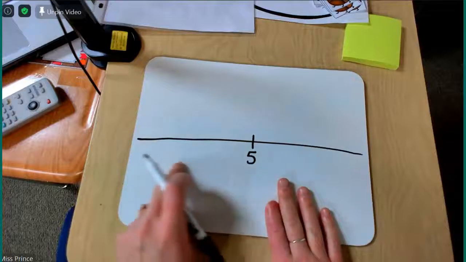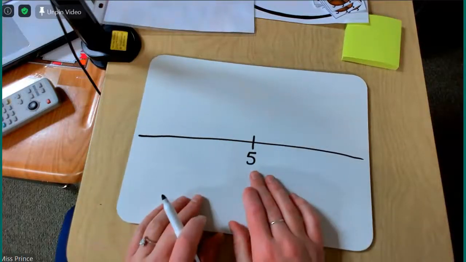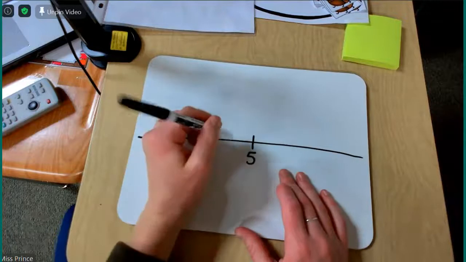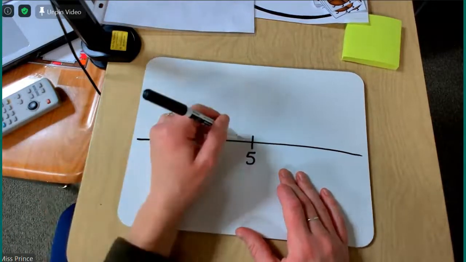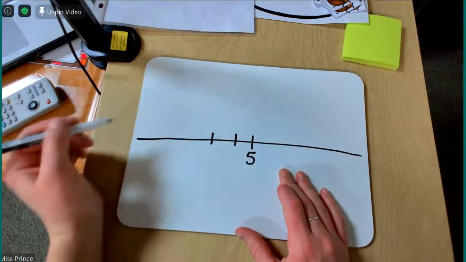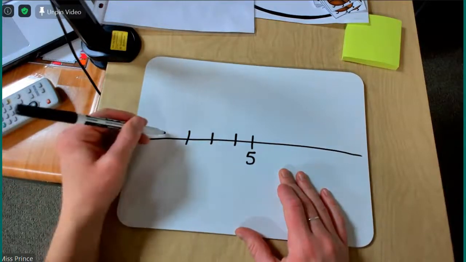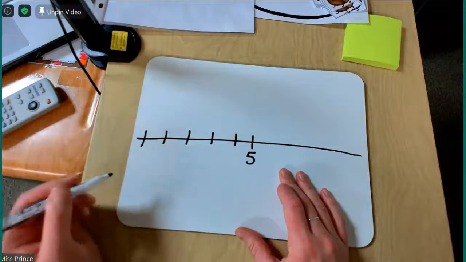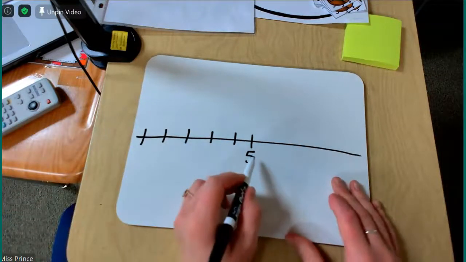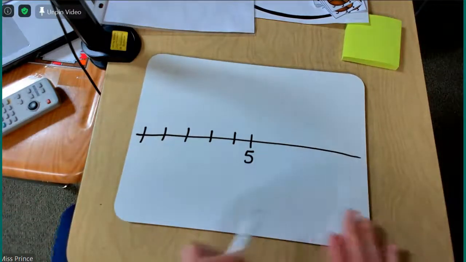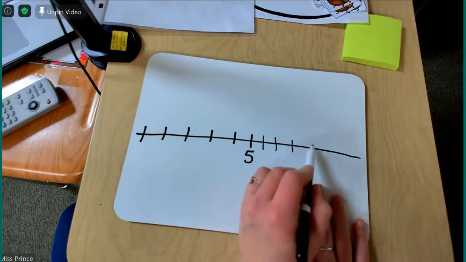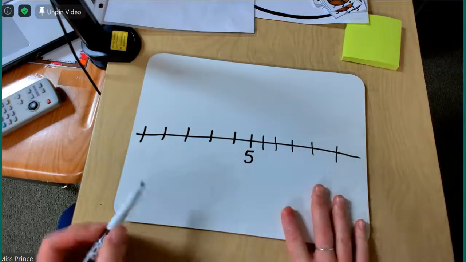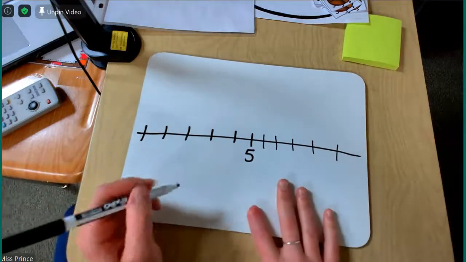Numbers that are smaller go this way and the numbers that are bigger go this way. So we're going to put a little mark for each number until we get to 0. 4, 3, 2, 1, 0. And then for 5, we're going to go all the way to 10. 6, 7, 8, 9, 10. And I want you guys to go ahead and fill those in.